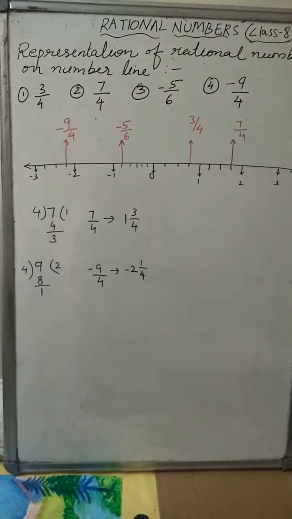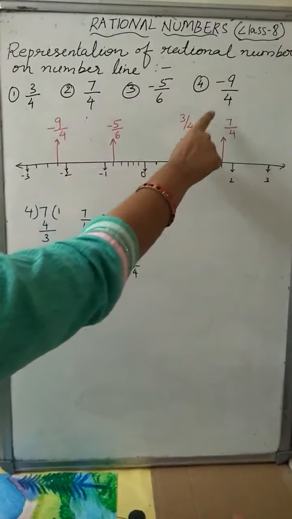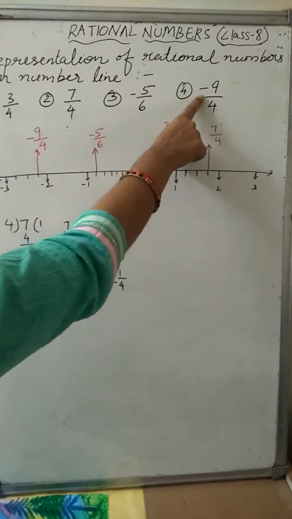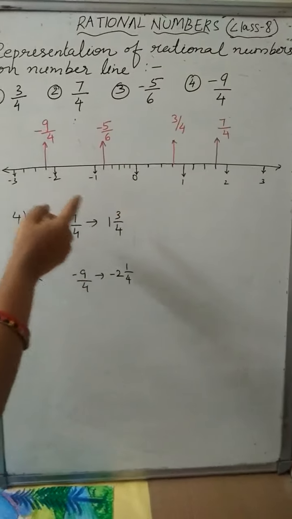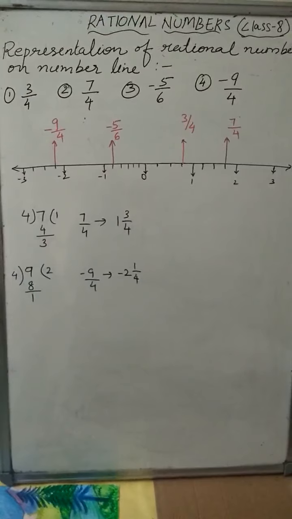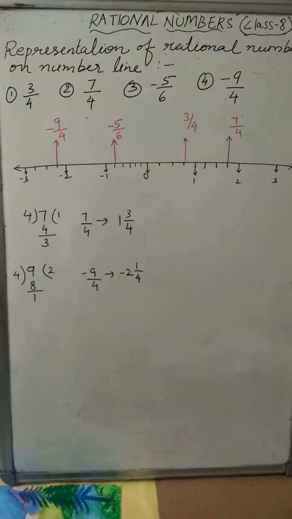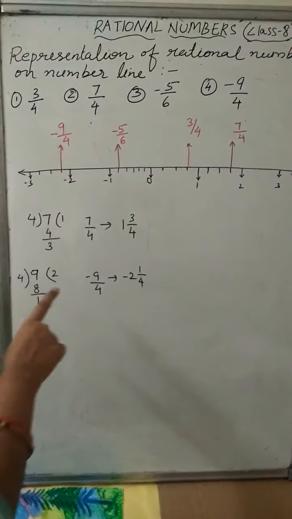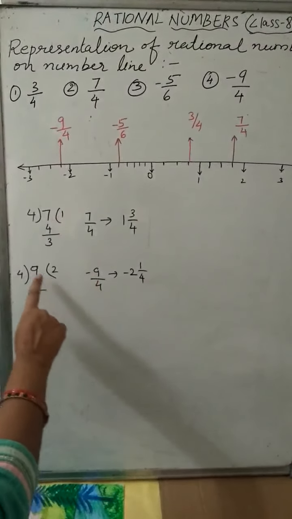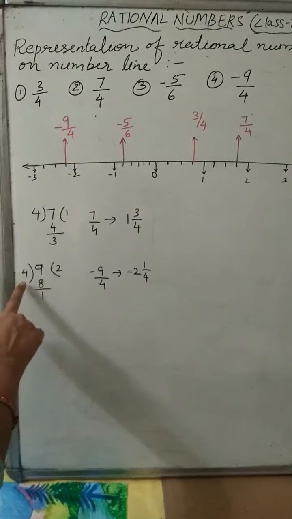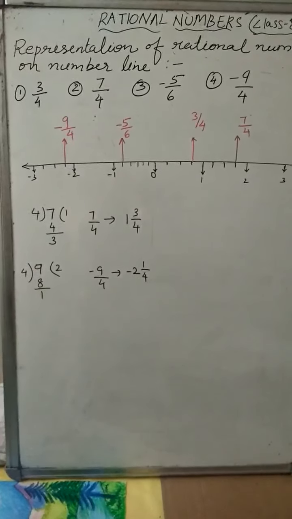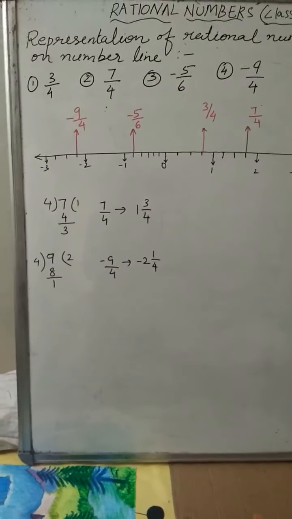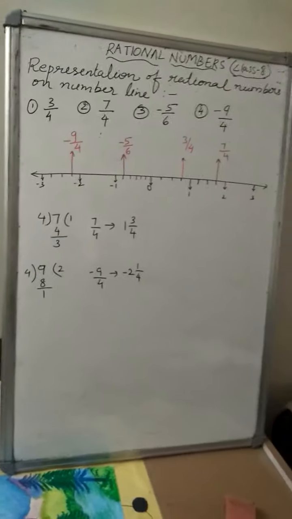Now next example is minus 9 by 4. Again it carries a negative sign, so it will lie towards left hand side of the number line, left side of the number line. And then again we have to divide numerator by denominator. So when you will divide numerator by denominator, the answer is minus 2 1 by 4.